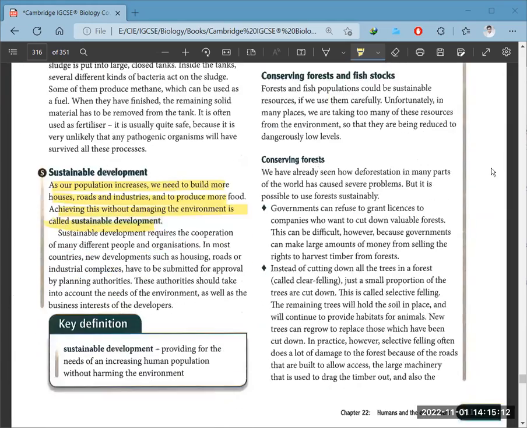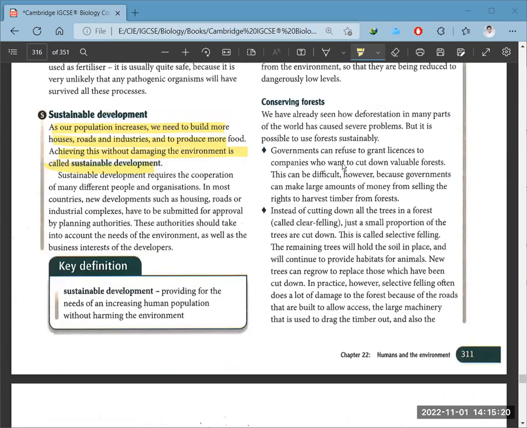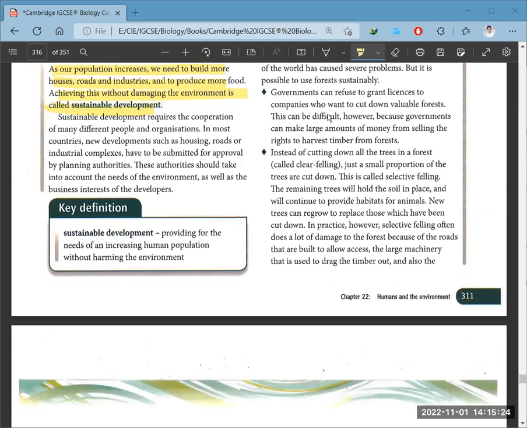Now, conserving forests. It's about deforestation, right? Conserving forests and fish stocks. Let's read the first one. Governments can refuse to grant licenses to companies who want to cut down valuable forests. What is this called? This is basically called protected areas. You're giving protected areas where you cannot cut down trees which are valuable. This basically comes under creating protected areas.